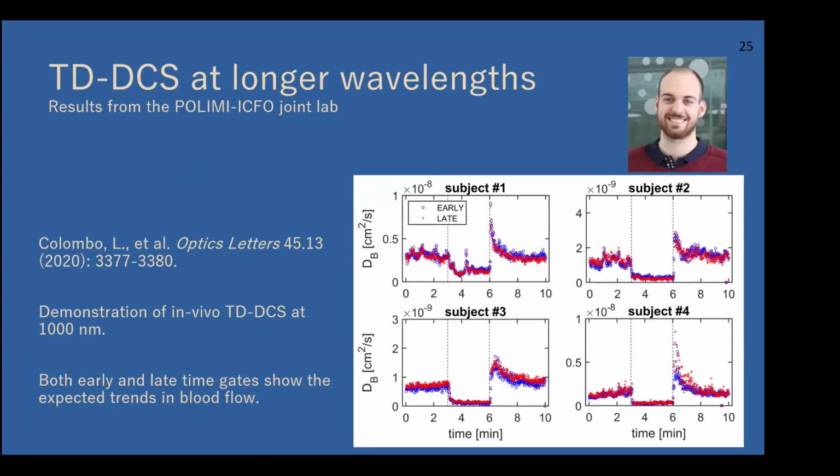Another result from Lorenzo Colombo is time domain DCS at longer wavelengths. So the first result that I showed from Marco Pagliazzi, the first demonstration of time domain DCS in humans, was done at 785 nanometers. In this case, Lorenzo went out to 1000 nanometers and demonstrated that both in the early and the late gates, he could see these expected responses in blood flow in the same arm cuff protocol.